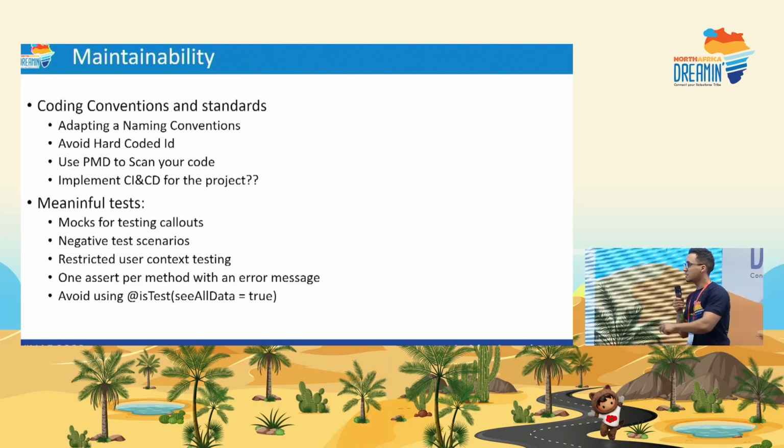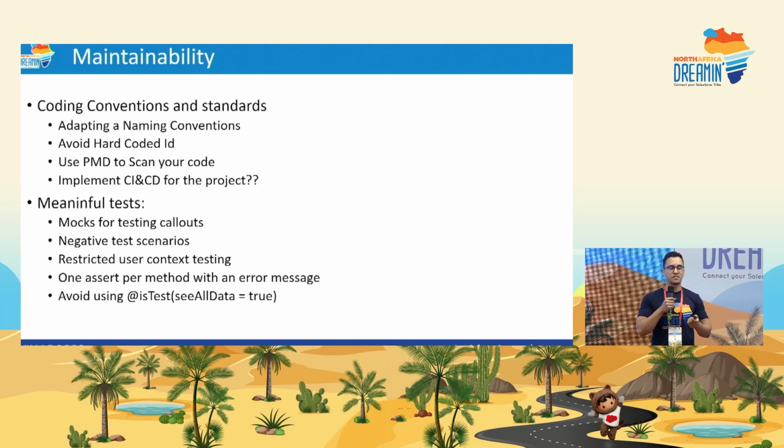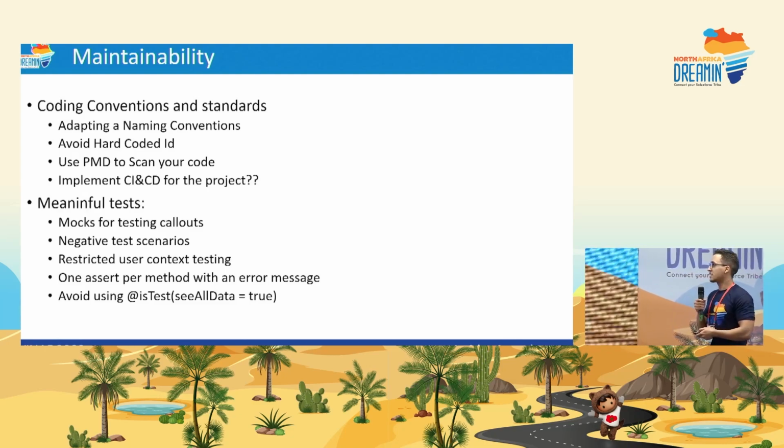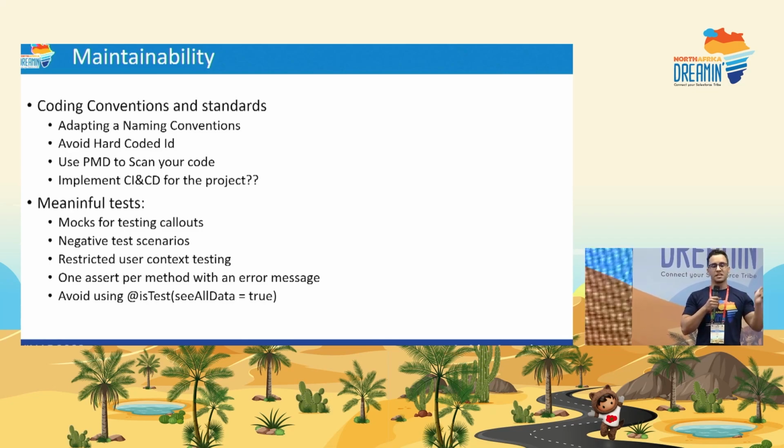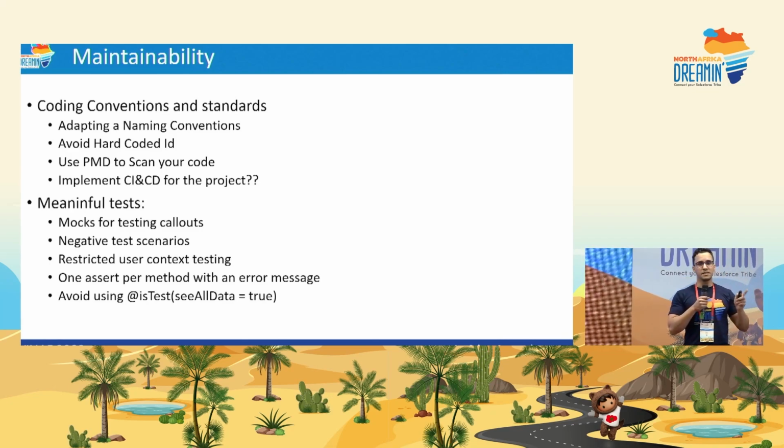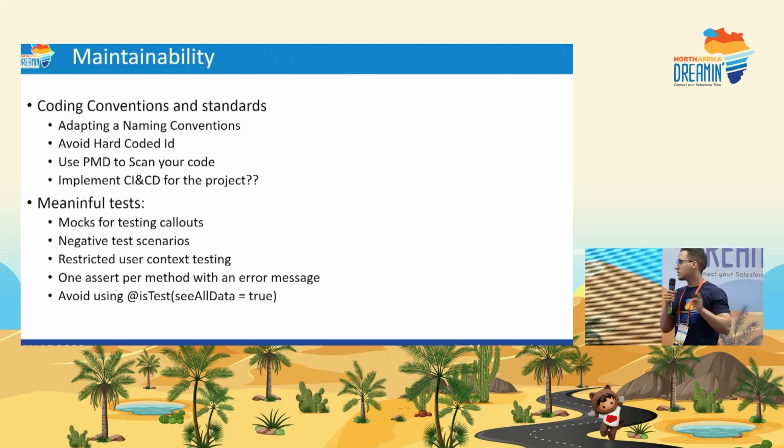Use PMD to scan the code, which can be found very easily in extensions on Visual Studio Code. It's like the first example that I showed you, where there was this yellow line under the SOQL query inside the for loop. That was PMD telling me, please update this code because you cannot use that.